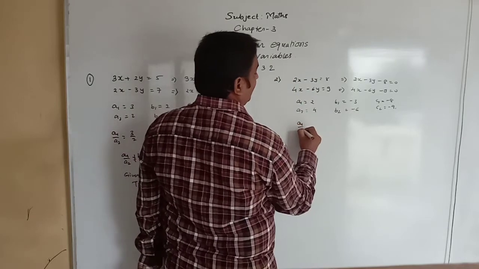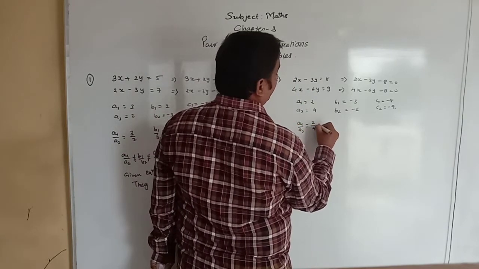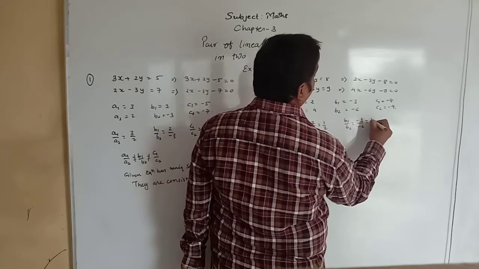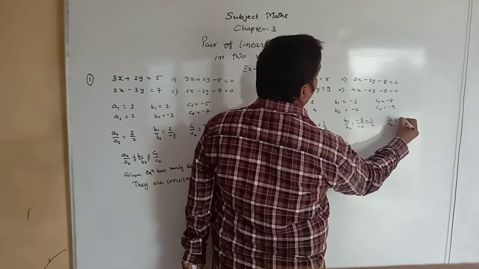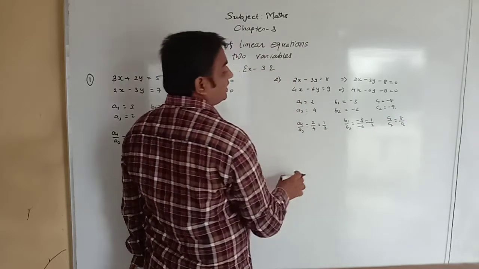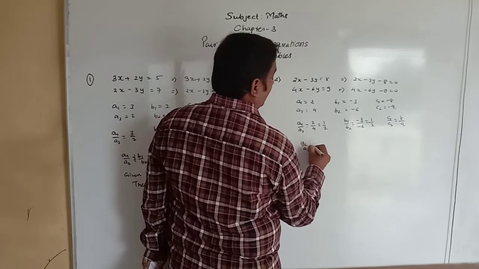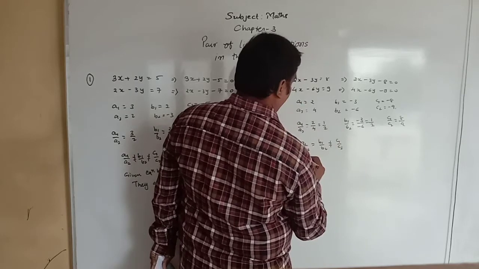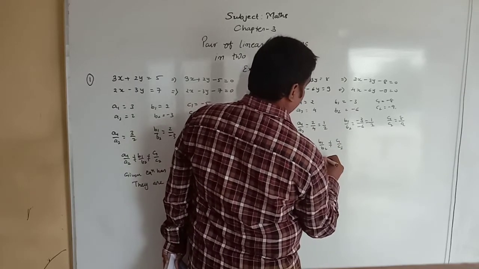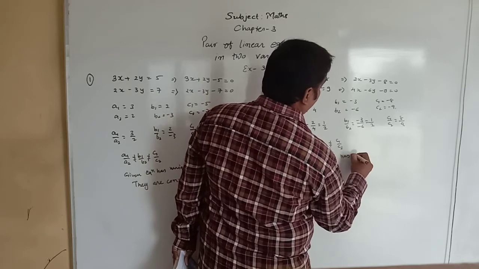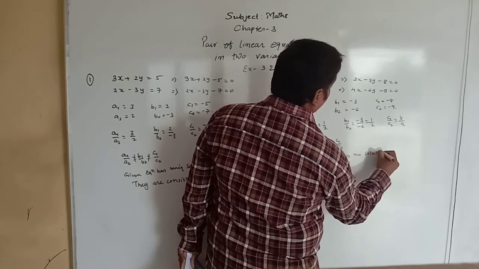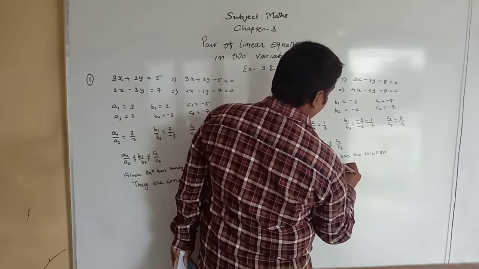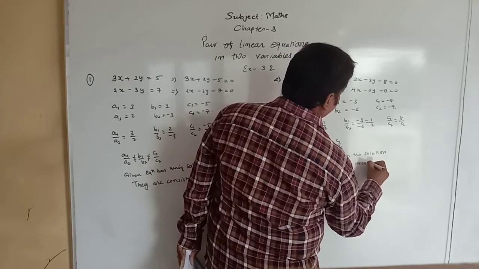And so we take the a1 by a2 ratio, that is 2 by 4, which means 1 by 2. The b1 by b2 ratio is minus 3 by minus 6, which is also 1 by 2, and the c1 by c2 ratio is 8 by 9. So we can see that a1 by a2 equals b1 by b2 is not equal to c1 by c2, and so the given equations have no solution. So the given equations are inconsistent.